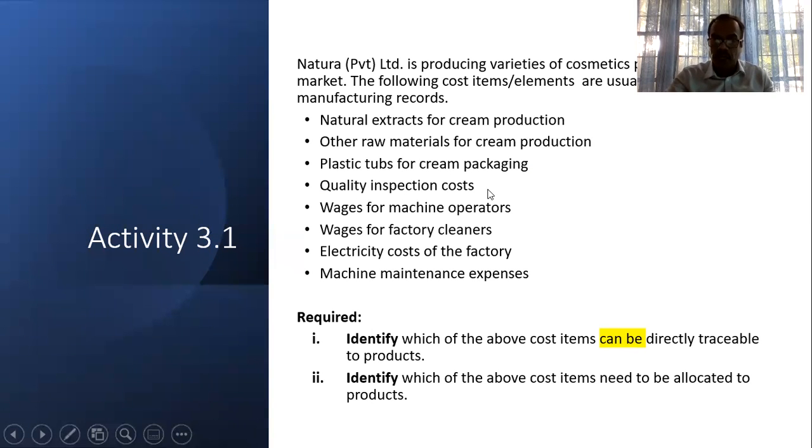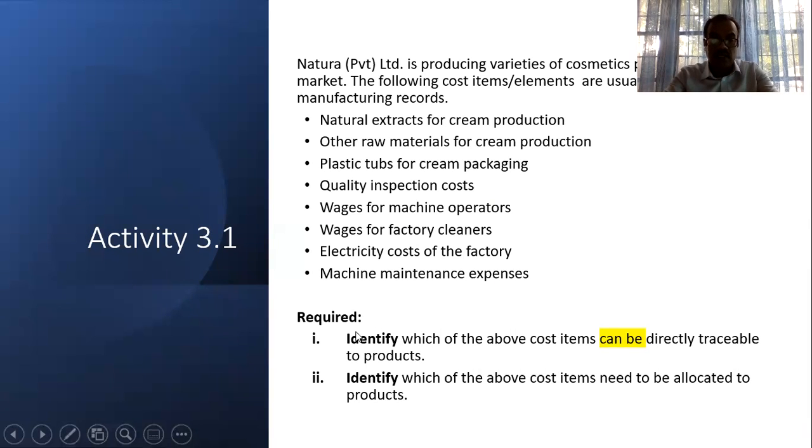The quality inspection, there may be a particular section providing a service to inspect the quality. Wages for machine operators, so the machine operators may be whoever takes this particular cream after being extracted and puts it into containers, using small machines to produce this cream. Then the electricity cost, machine maintenance cost.